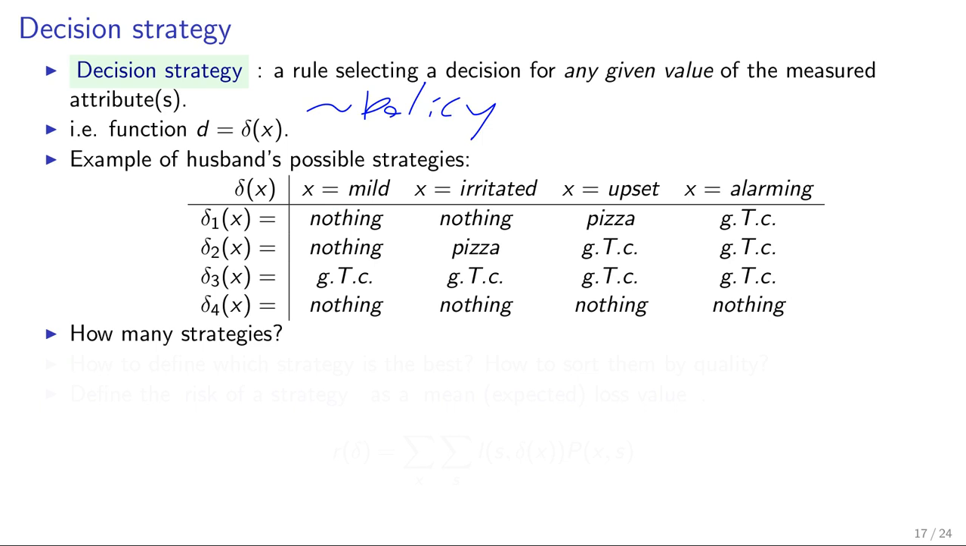So, examples of possible strategies. Importantly, he makes the decisions based on the features, so on the percept rather than on the actual state, which he doesn't know. These are examples of the strategies. There are 3 actions, and there are 4 percepts. How many strategies do you think there are?